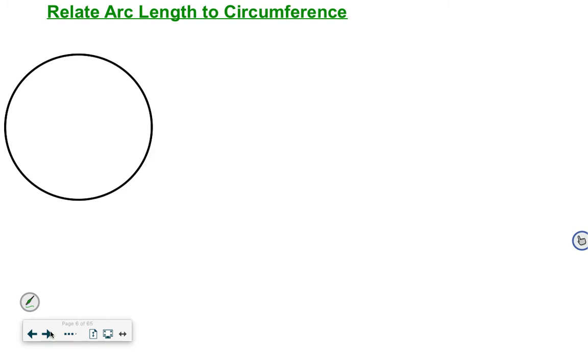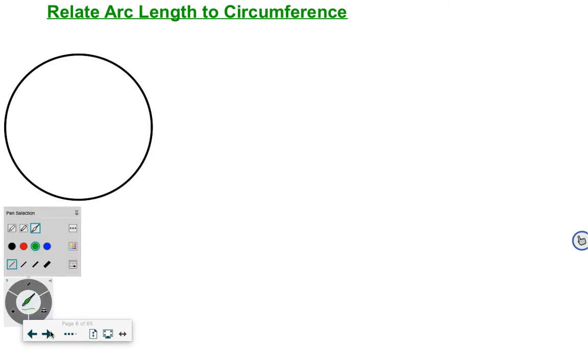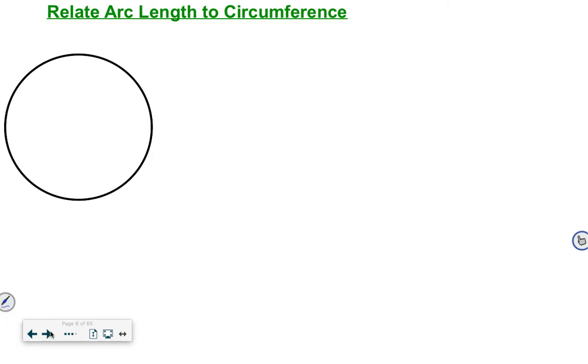Now, relating arc length to circumference. We are going to find the relationship between the arc length and the circumference. First, I'm going to explain what the circumference of a circle is. If we have a center O of the circle, and let's say that this is the radius r, to be able to find the circumference of a circle, you can get circumference is 2 pi r times alpha over 360.